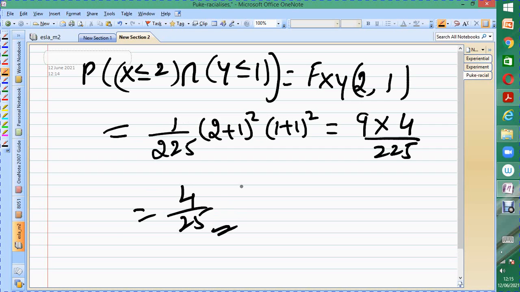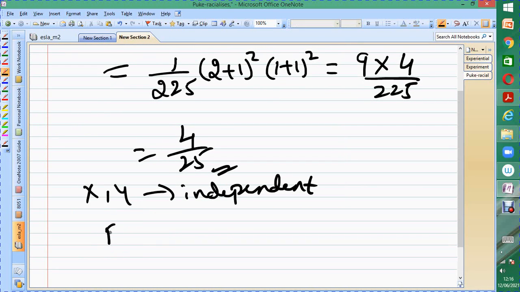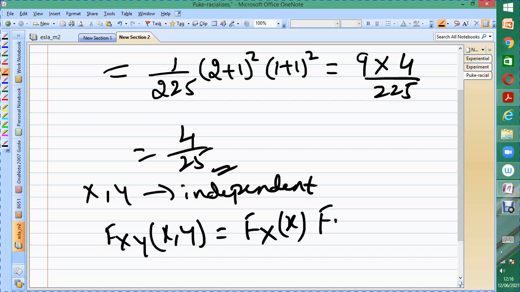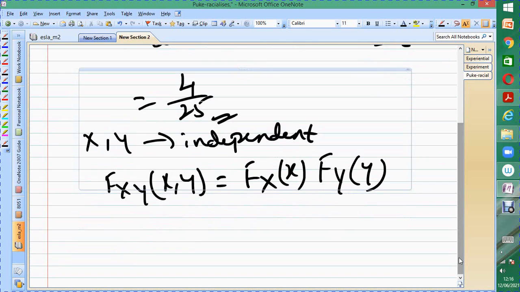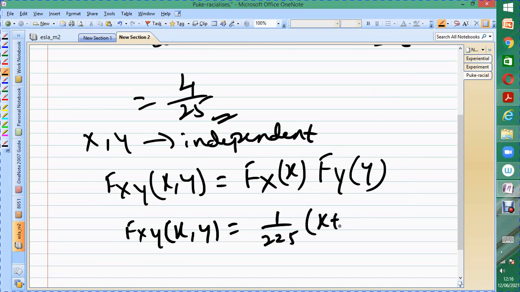And in the next part we are also asked to verify whether x and y are independent or not. So we need to check whether the random variables are independent. For that, the CDF F(x,y) must be equal to the product of the marginal CDFs F_X(x) into F_Y(y). We know F(x,y), so you can copy down that. F(x,y) is defined as 1 by 225 into (x+1) whole square into (y+1) whole square.